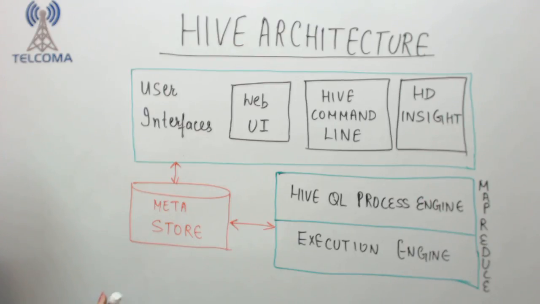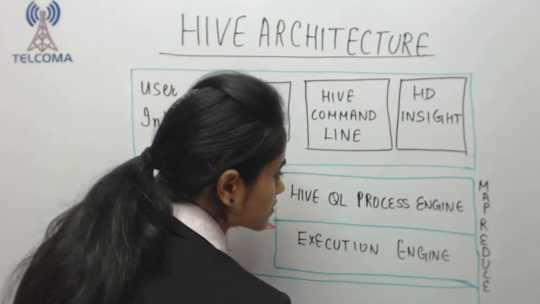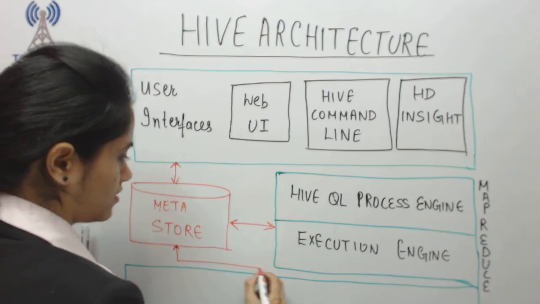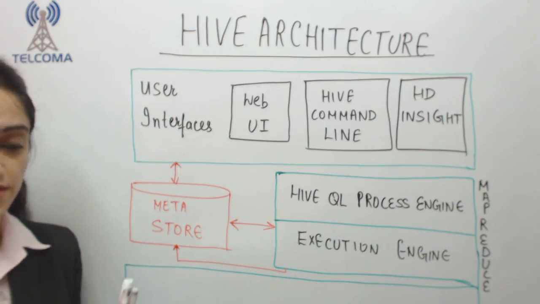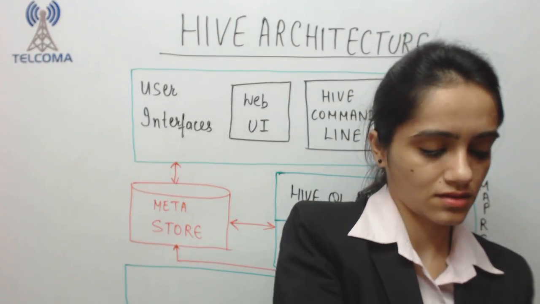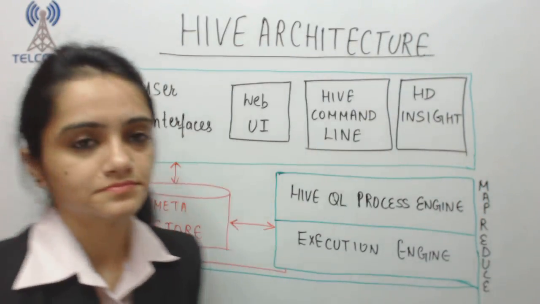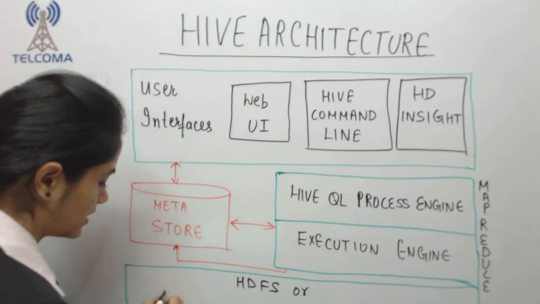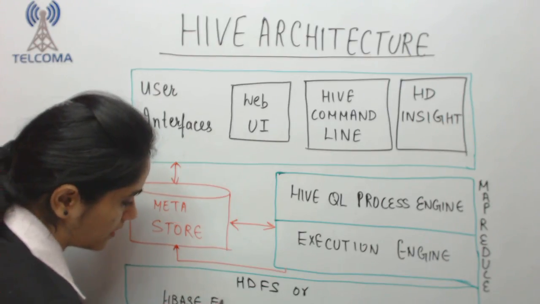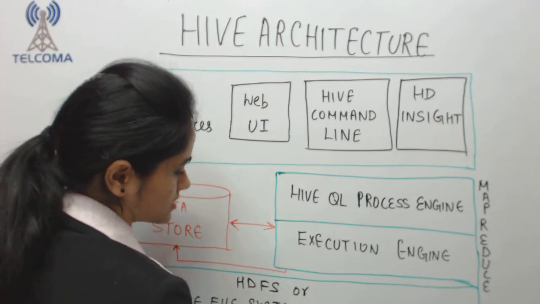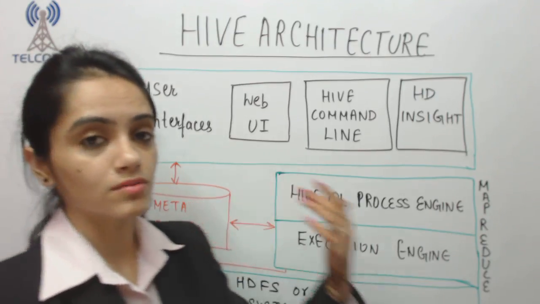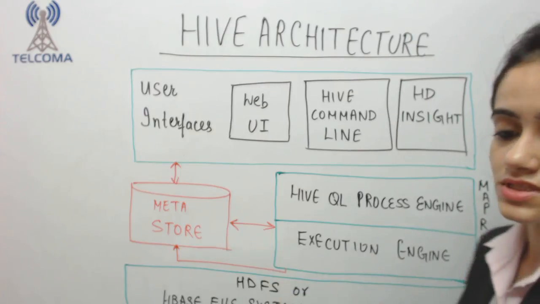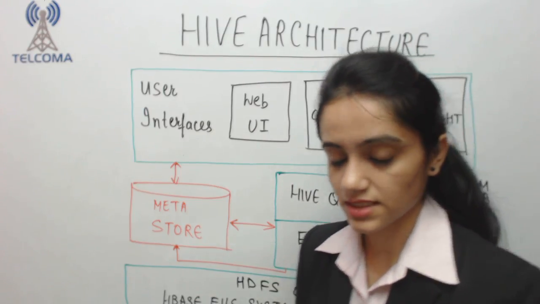Now next one we have this one, which is our HDFS part, the Hadoop Distributed File System, or we can use HBase file system. As we had discussed in our last class of introduction, HIVE resides on top of Hadoop. So we have a file system, and we have a processing part, MapReduce. So it resides on the top so that we can process our structured data well. So this is basically the architecture of HIVE.